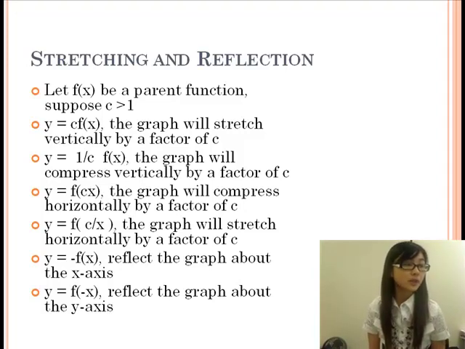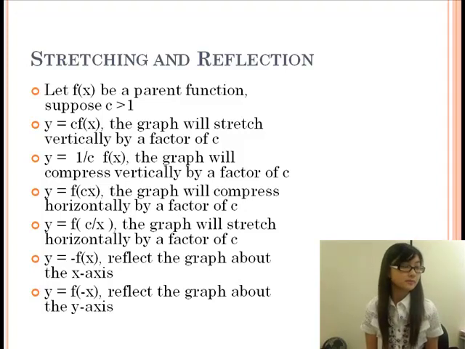If we have y equals 1 over c times the original function, then it will compress vertically by a factor of c. If we have c inside the bracket times the original function, then the graph will compress horizontally by a factor of c, for c bigger than 1. If we have y equals f of x divided by c inside the bracket, then the graph will stretch horizontally by a factor of c.